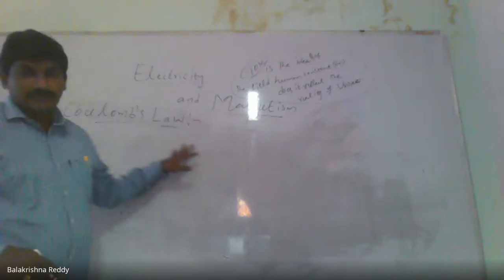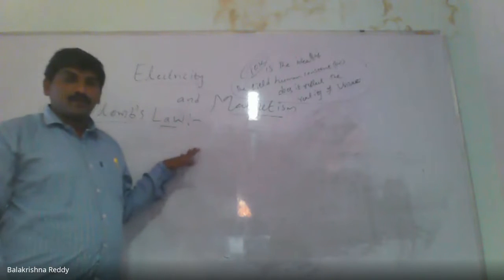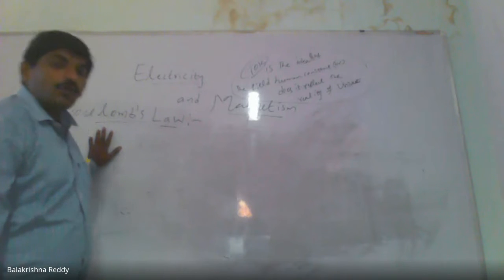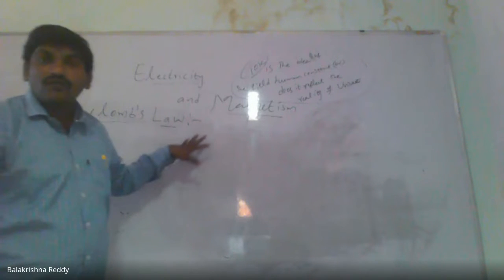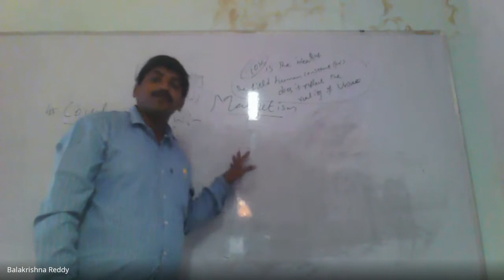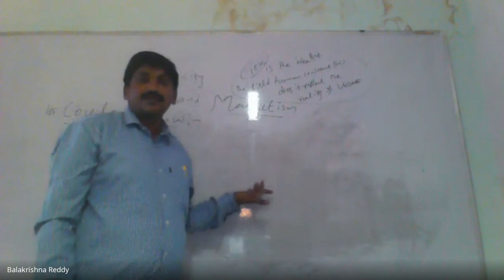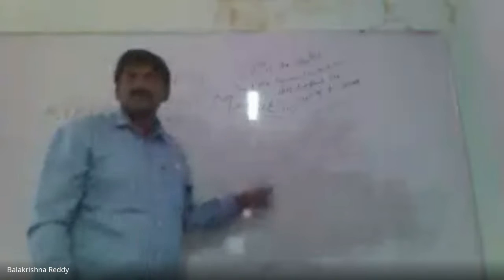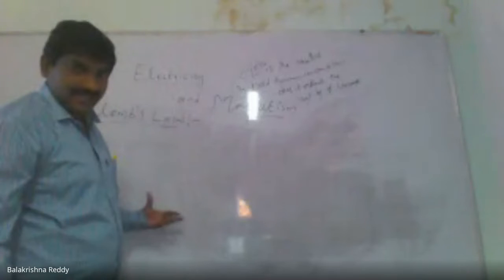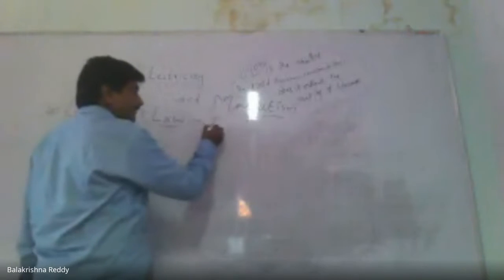Coulomb's law. What do you mean by Coulomb's law? Coulomb is a scientist who has explained that the force exerted between two charges depends on the distance as well as the magnitude of the charges. Okay, how does it? He has explained. This is also what we call the inverse square law.